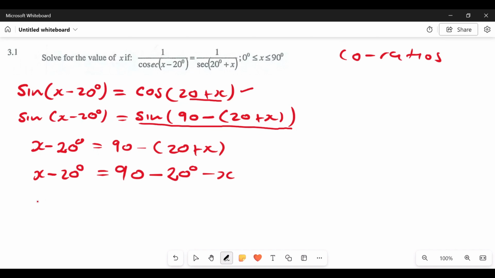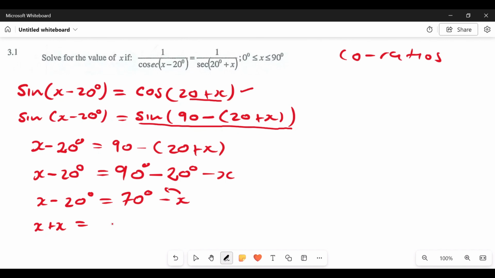Now on the left hand side, you can also leave it like that. It's still fine. But on the right hand side, we have 90 degrees minus 20. This is going to give us 70 degrees minus x. If we transpose this 20 on the left hand side to the right hand side, it's going to be positive. And also if we transpose this negative x to the left hand side, it's going to be positive. So we're going to have x, plus x because it was negative.